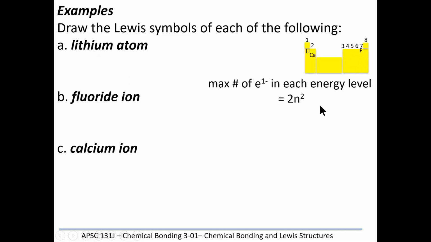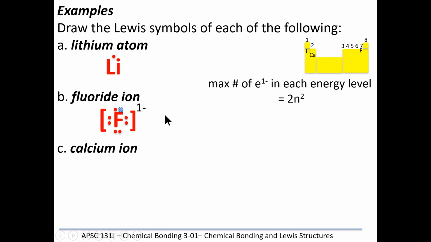Okay, so now the maximum number of electrons in each energy level can be determined by using the formula 2n squared. So if the energy level was 2, in the second energy level, 2 squared is 4, times 2 is 8. You can have 8 electrons maximum in the second energy level. In the third energy level, n would be 3. 3 squared is 9, times 2 is 18 possible electrons available in that third energy level. So lithium has 1 valence shell electron.